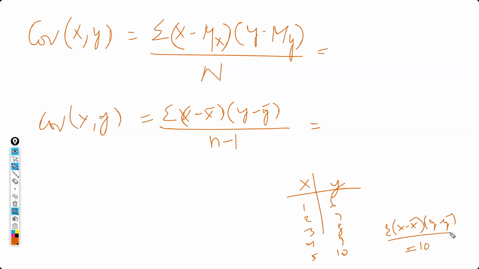The numerator will not change. The denominator is n, or n minus 1; that is the question. The numerator does not have any difference. Is the point clear? Is your question clear? It is not compulsory. For population data, we calculate the population covariance; for sample data, the sample covariance.